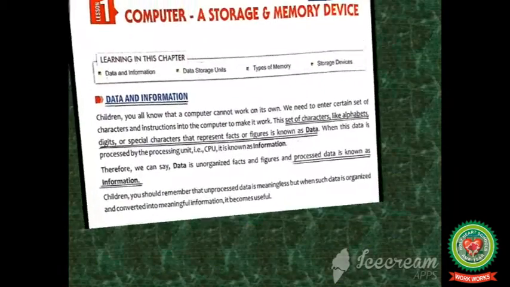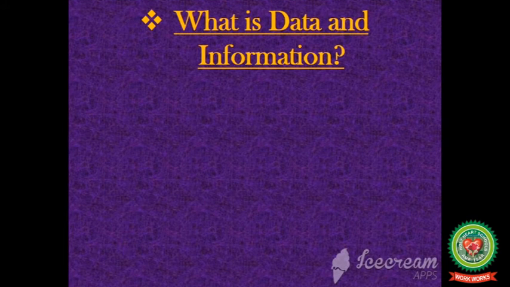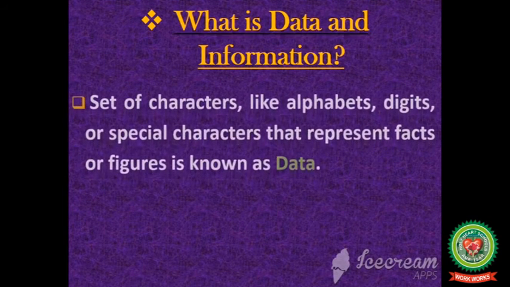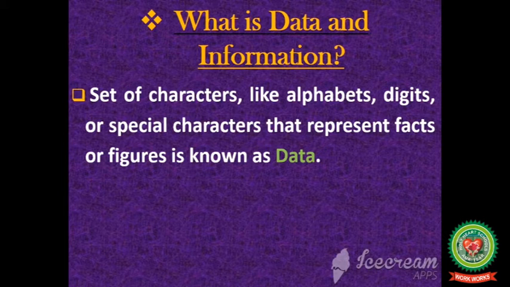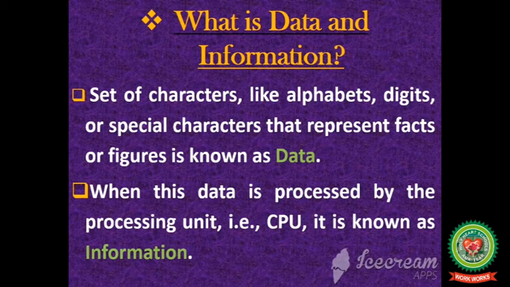Now, on page number 6, our first topic is what is data and information. Students, the set of characters like alphabets, digits or special characters that represent facts or figures is known as data. Means whatever you type with the help of the keyboard on the computer is known as data. And when this data is processed by the processing unit, that is CPU, it is known as information.